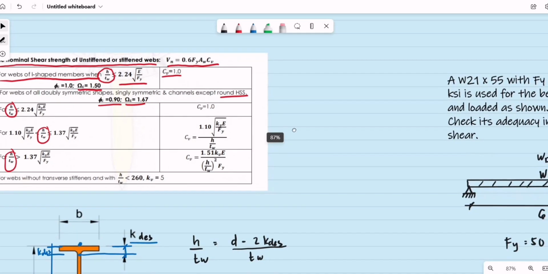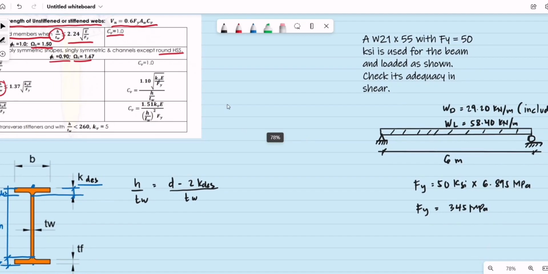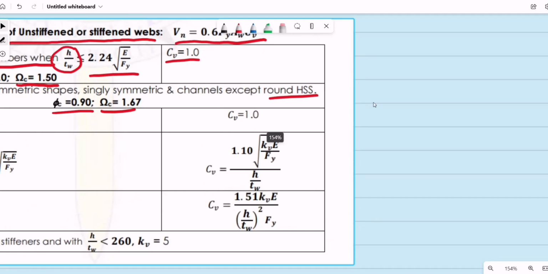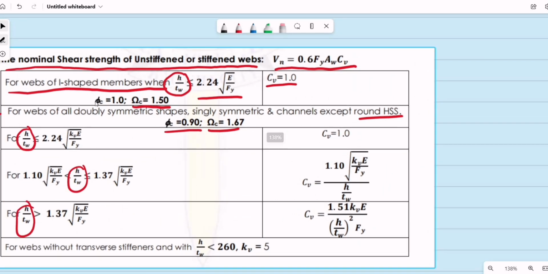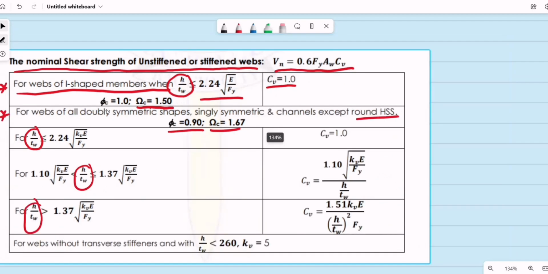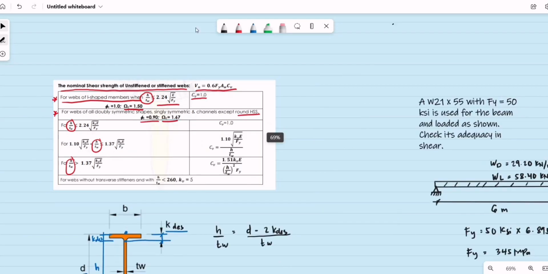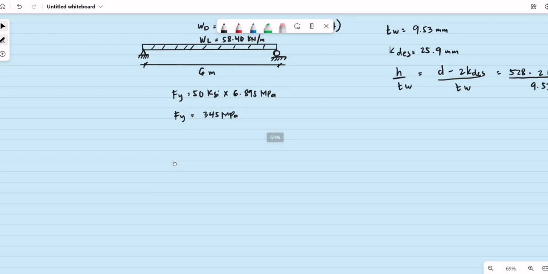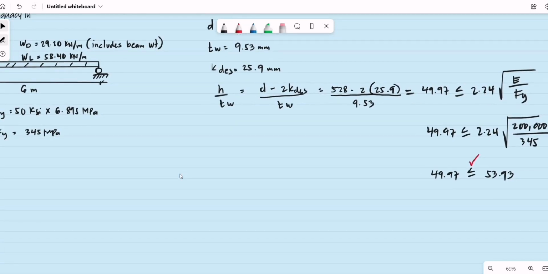So therefore, we can proceed with our solution using C sub B is equal to 1.0. We have the P sub C as 1.0 and the omega sub C as 1.5. So we may proceed with our solution. Again, that is the C sub B is equal to 1.0, the P sub C is equal to 1.0, and the omega sub C is equal to 1.5.